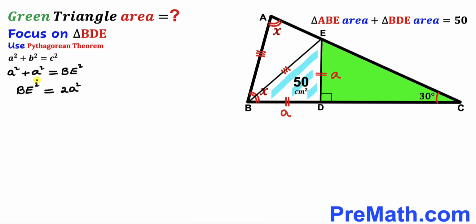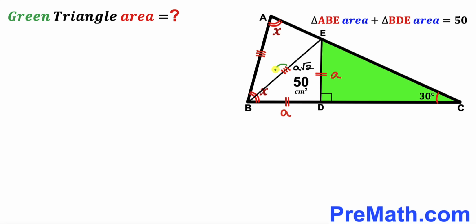Now I'm going to undo this square by taking the square root on both sides. So our BE length turns out to be equal to a times the square root of 2. Thus this BE length is a times square root of 2. And now we know that this BE length equals this AB length.